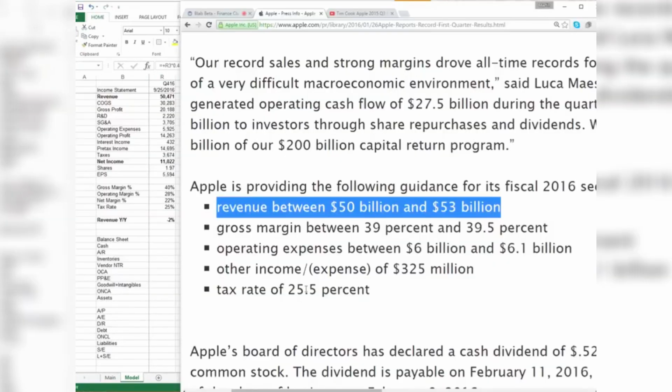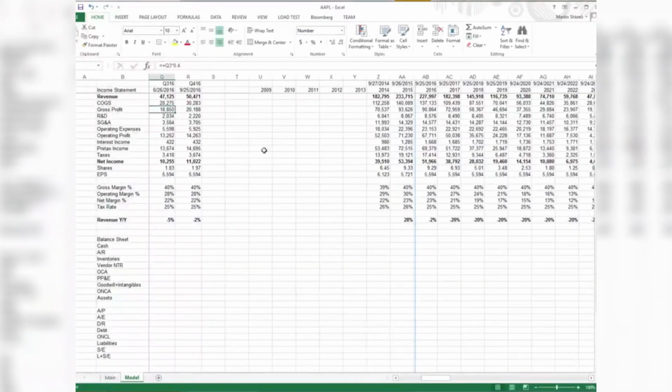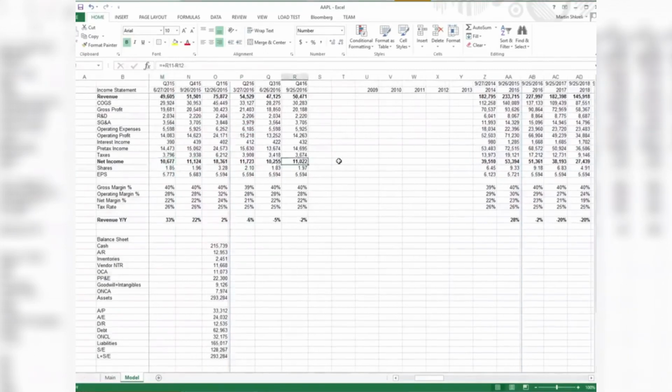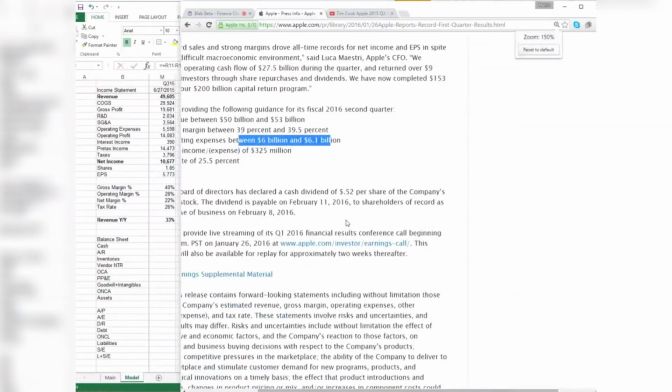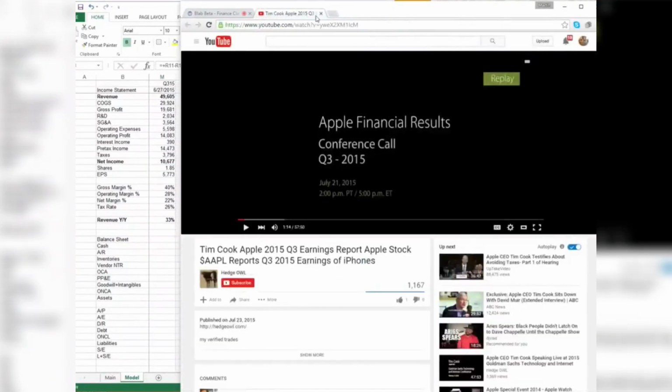So you can get all this information. Expenses of 6 to 6.1. What did we have? Wow, we only had 5.3. So they're really going to be spending a lot of money. 6 to 6.1. So now we're down to 11 billion in net income from 12.5. All this stuff matters. What else can we do to do some fundamental analysis, some fundamental research?